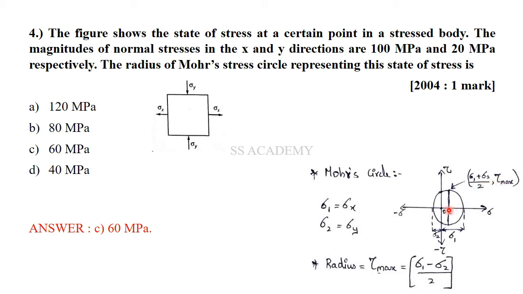And if it is asked as radius, it is tau max. From the diagram, it is clear that sigma 1 is sigma x and sigma 2 is sigma y. So we know that the radius or tau max, the maximum shear stress, is (sigma 1 minus sigma 2) by 2. So here you can see sigma 1 is 100 and sigma 2 is 20, but this is compressive in nature. So minus of minus 20 comes out to be 120 divided by 2. So it is 60 megapascal.